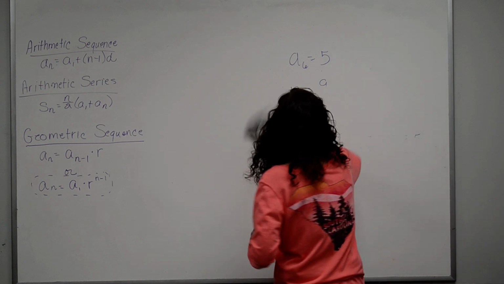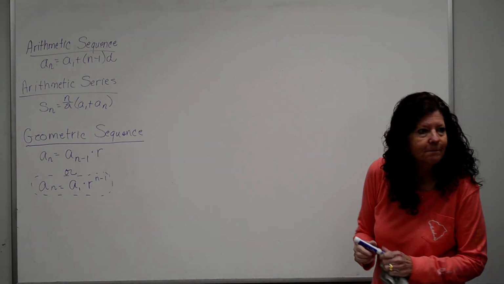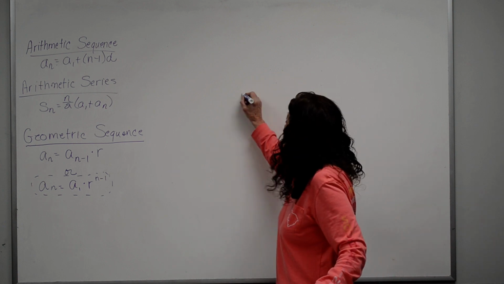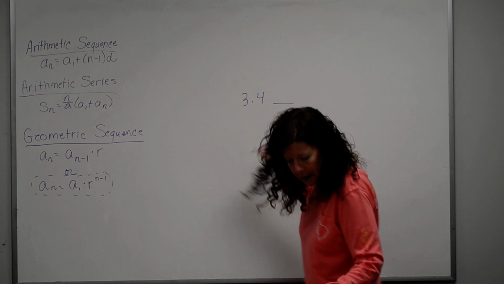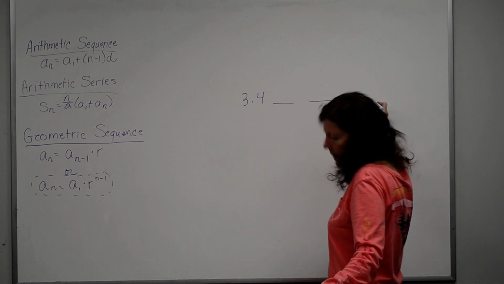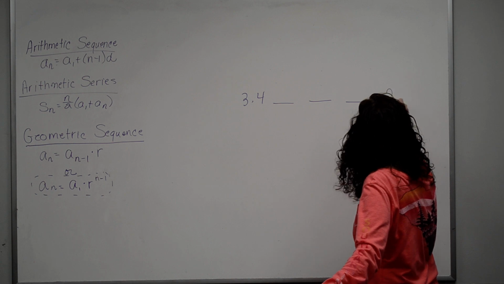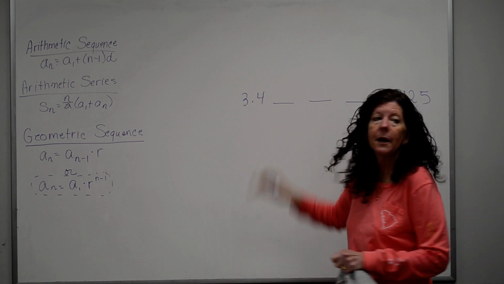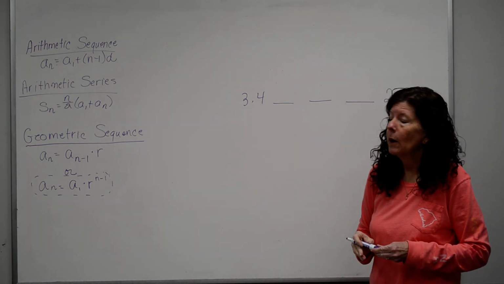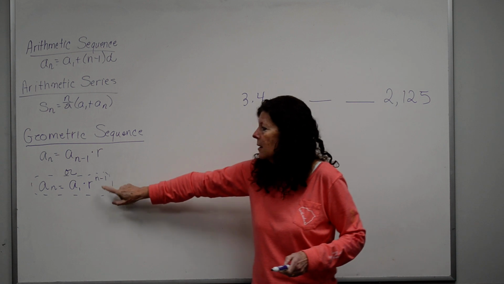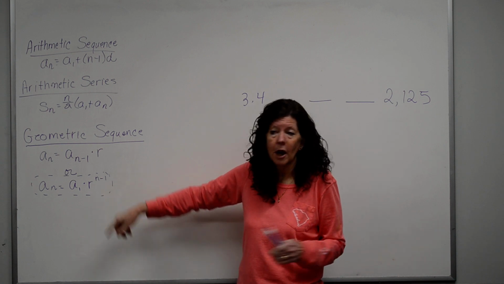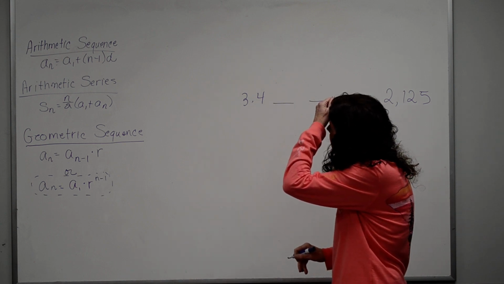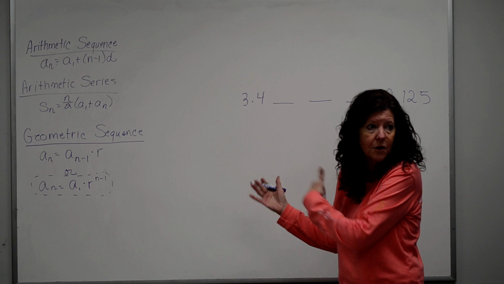Okay, now they're going to start leaving out blanks. Okay, what I mean by that is this. 3.4, then I have a blank, a blank, a blank, and I have 2,125. And I want to know what goes in those blanks. Well, you could use this to find your common ratio if you wanted to. You can do it 2 different ways. We'll do it that way first, then I'll show you another way.